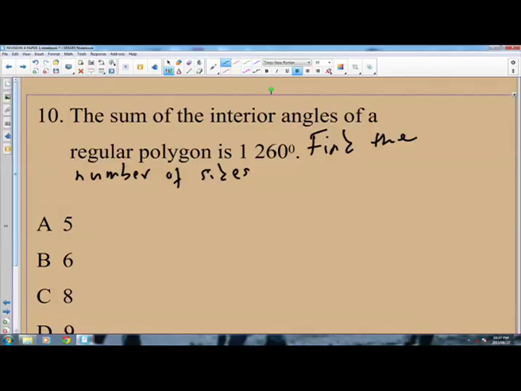You are to find the number of sides for this polygon. We are told that the sum of the interior angles of a polygon is 1260 degrees, and then you have to find the number of sides this polygon has. The sum of the interior angles of a polygon is given as n minus 2 times 180 degrees. This is the formula which is used to calculate the sum of the interior angles of a polygon. And then n here is the number of sides. And then do we know what n is? We don't know. This is what we are expected to calculate.